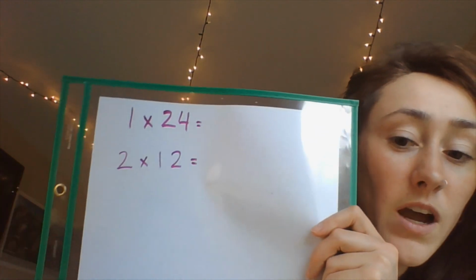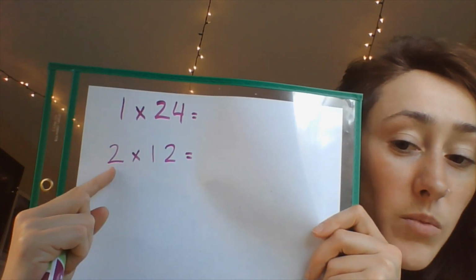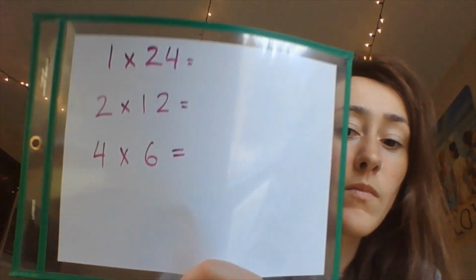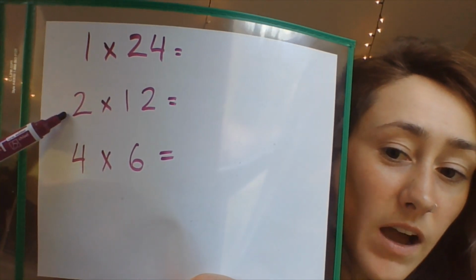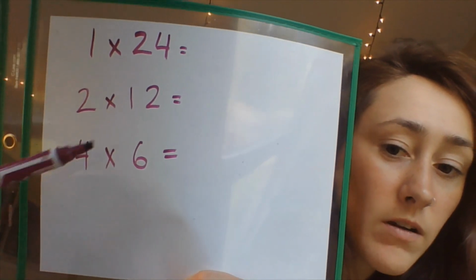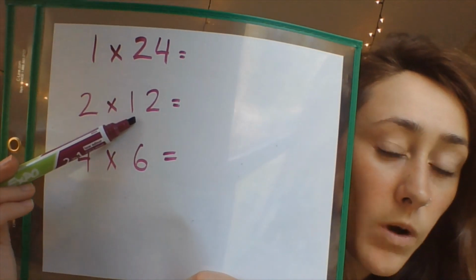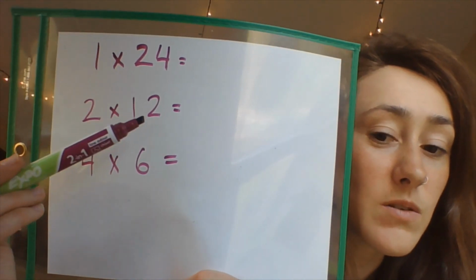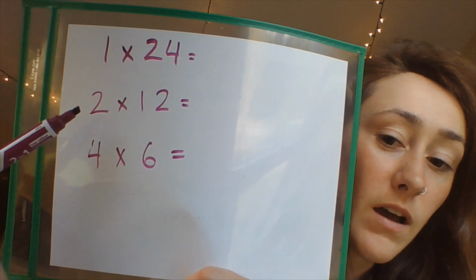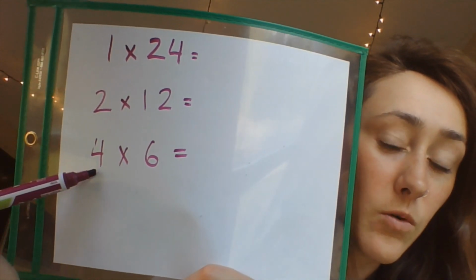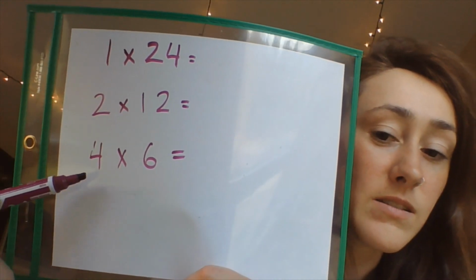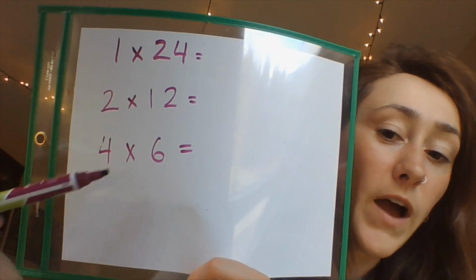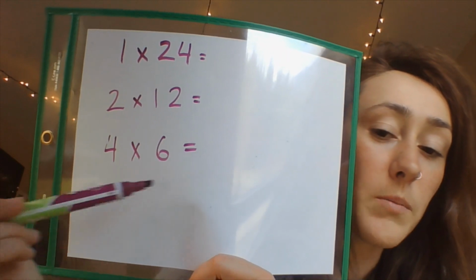Let's do it one more time. Let's double this side and halve this side. When we double this side, we get 4. And when we halve 12, we get 6. 6 plus 6 equals 12, so we know that's half. And 2 plus 2 equals 4, so we know that is double. So 4 times 6, and these are also factors of 24.